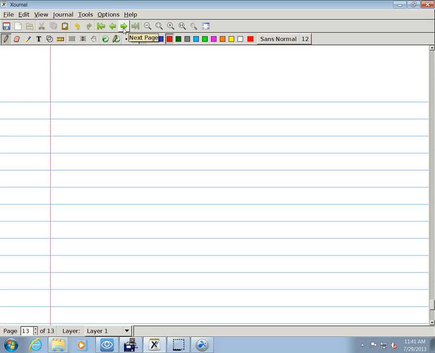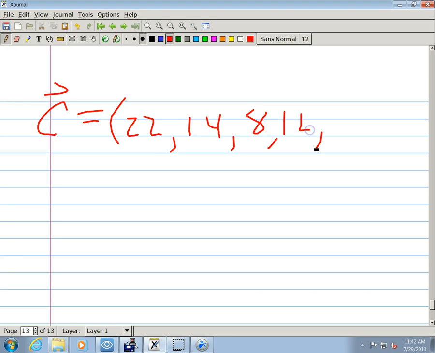Let's say I'm a car dealer and I'm selling cars, right? And let's say the consumption of cars, the vector C, is 22 cars of Model 1, 14 cars of Model 2, 8 cars of Model 3, 12 cars of Model 4, and 19 cars of Model 5. Okay. So that means I sold 22 cars of Model 1. I sold 14 cars of Model 2, and so forth in this month, let's say, right?